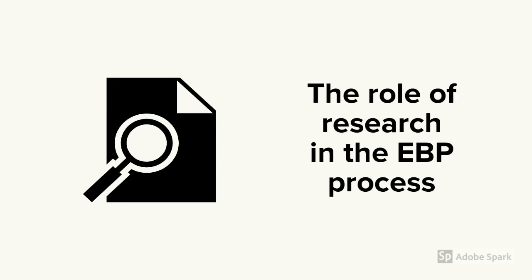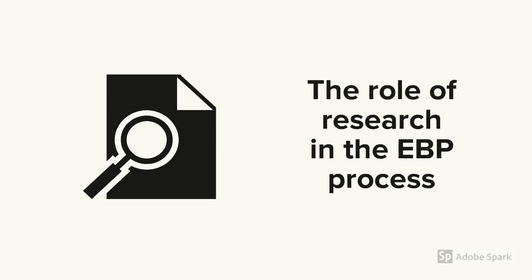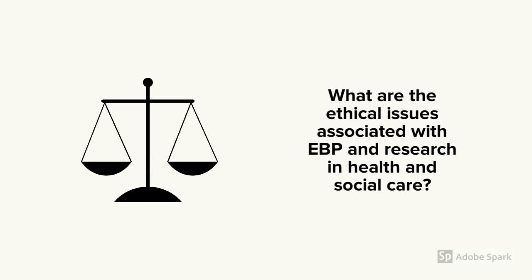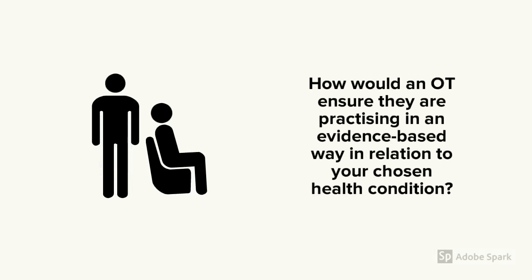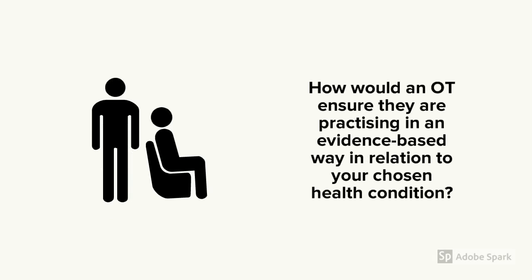You also need to consider what the role of research is within the evidence-based practice process, and what are the ethical issues associated with evidence-based practice and also research in health and social care. For the final part of your main discussion section, you will need to consider things that an occupational therapist might do to ensure that they are practicing in an evidence-based way in relation to your chosen health condition. You will need to provide and discuss some examples for this.